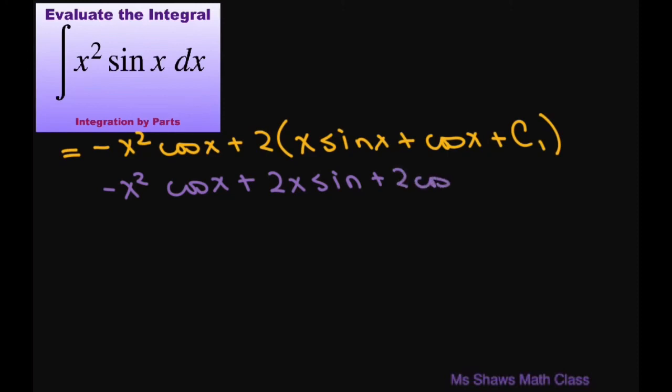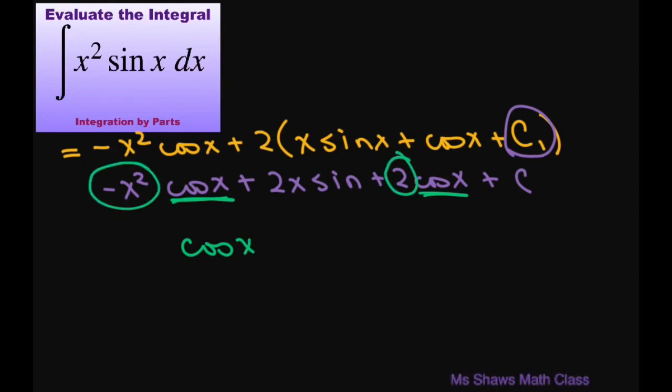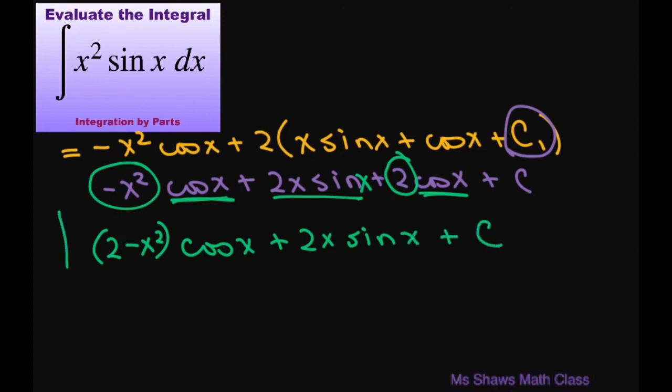2 cosine of x. And we can just let this arbitrary c be a c plus c. All right, now I'm going to factor out a cosine of x. If I factor out a cosine of x, here that will give me 2 minus x squared. I'll put that in front. 2 minus x squared cosine of x, and then we still have this piece, plus 2x times sine of x plus c. And that will be your final answer.